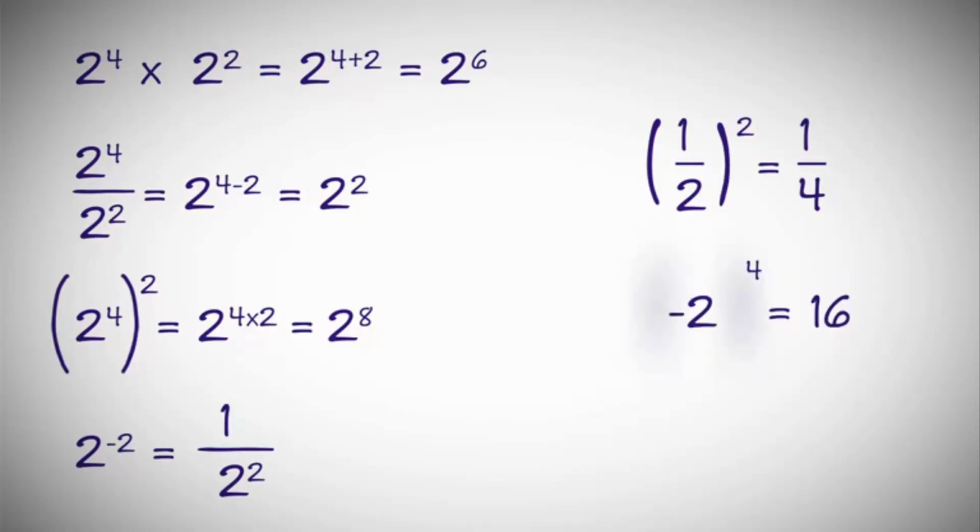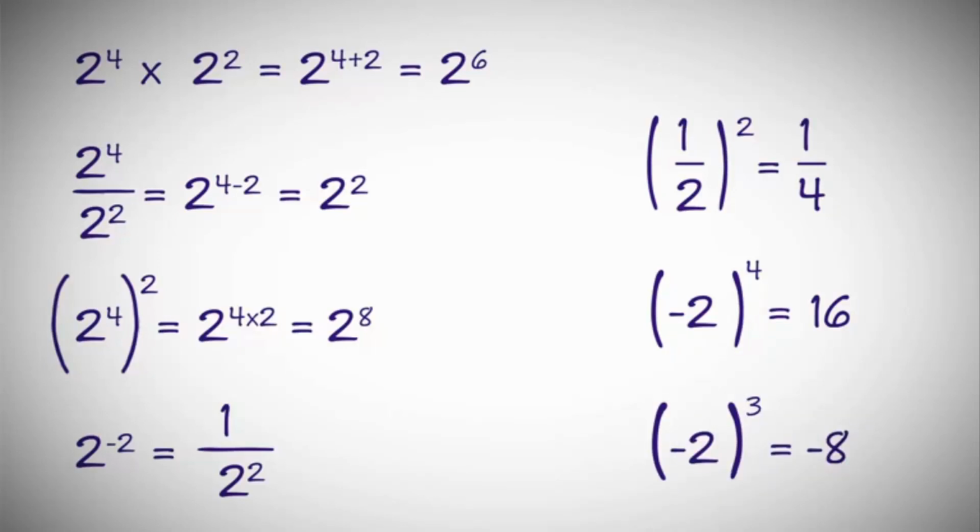Also, you need to keep in mind that negative numbers are going to give negative and positive results depending on the property of the exponent. So for example, when a negative number is raised to an even exponent, the result is going to be positive because all of those negative signs are going to cancel out when being multiplied by each other. When a negative number is raised to an odd exponent, however, the result is going to be negative.